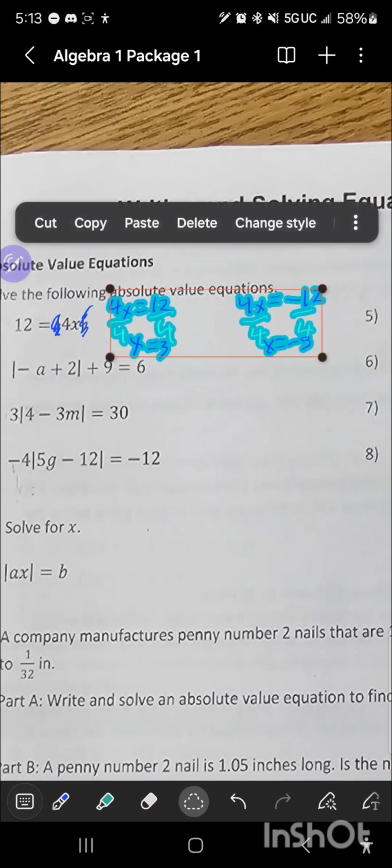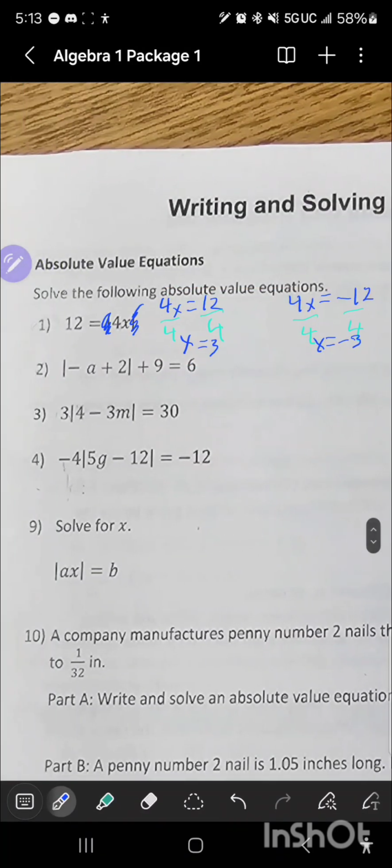Then based on what we did, we have the absolute value of negative a plus 2, plus 9 equals 6. Now, we don't have the absolute value isolated to one side, so the first thing we want to do is isolate the value to one side. So I'm going to subtract 9 from both sides, and I have the absolute value of negative a plus 2. 9 minus 9 is just 0, and 6 minus 9 is negative 3.